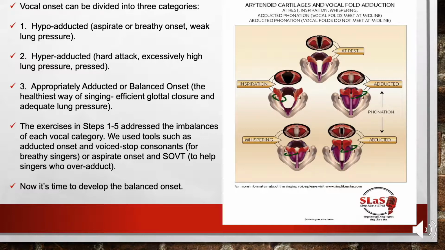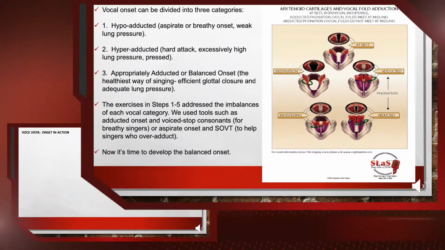In the graphic on the right, you can see the arytenoid cartilages and vocal fold adduction. The top image is the vocal folds at rest, where they're slightly open. On the right, you see the adduction of the vocal folds during phonation as the arytenoid cartilages swivel and glide and come together. On the left bottom, you see the vocal folds during whispering, where the posterior part of the folds is not adducting and there's a glottal chink. And on the top left, you'll see inspiration. That's what happens when we inhale air, the vocal folds abduct, or come apart.